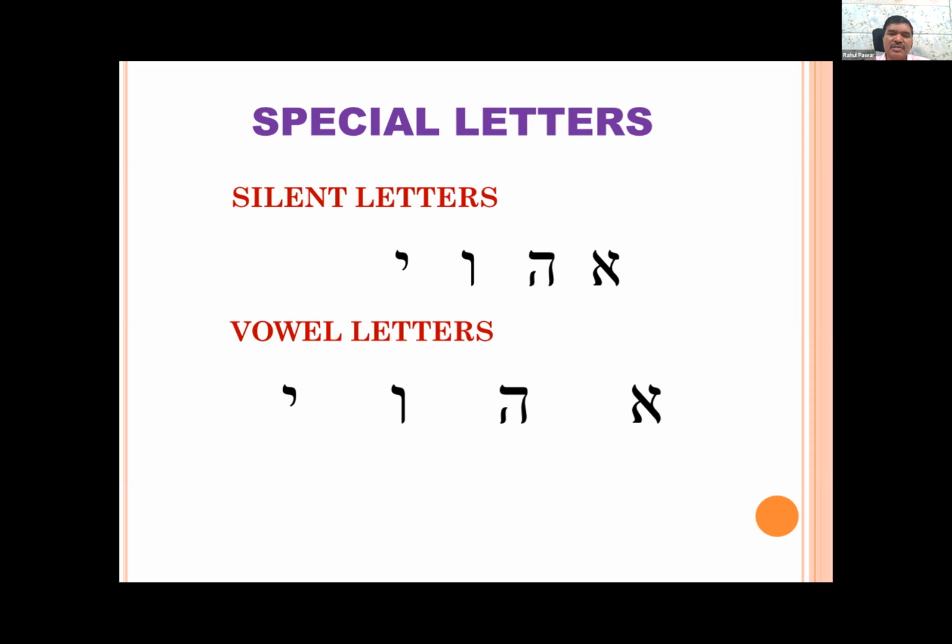So it is desired that without vowels, without the Masoretic vowels, you should reach that level that you can read the consonantal text of the Hebrew Bible. Even in modern Hebrew, they don't use vowels. That text is the consonantal text.